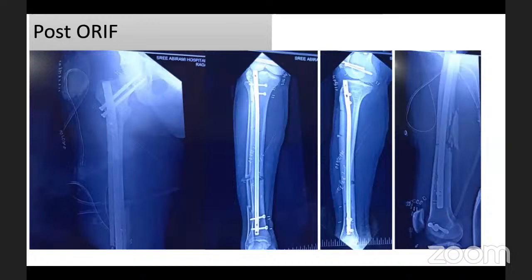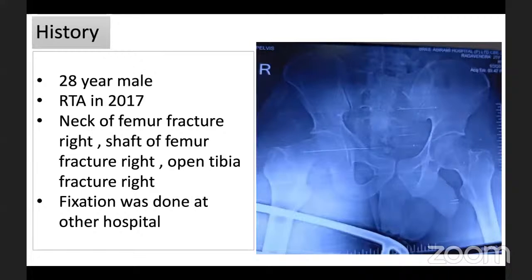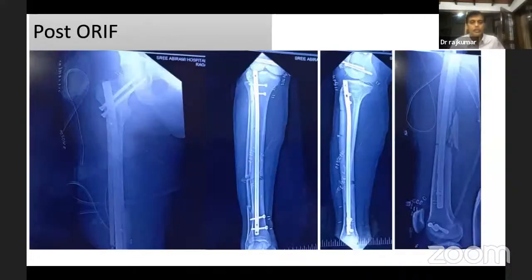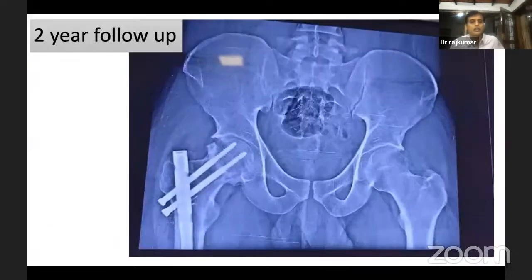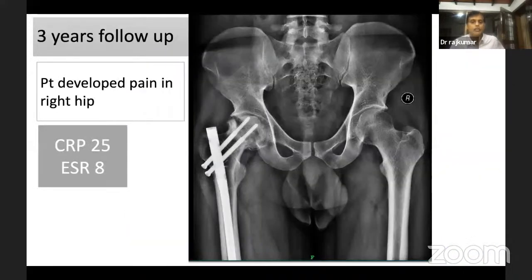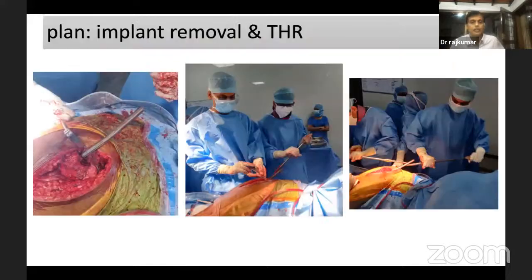We'll discuss a few points and then we'll get to cases. Okay, right. So this is again a 28-year-old who underwent a neck of femur fracture, then intramedullary nailing, tibia nailing. So AVN, you have to remove the screws. There's just one interesting case here, this case.